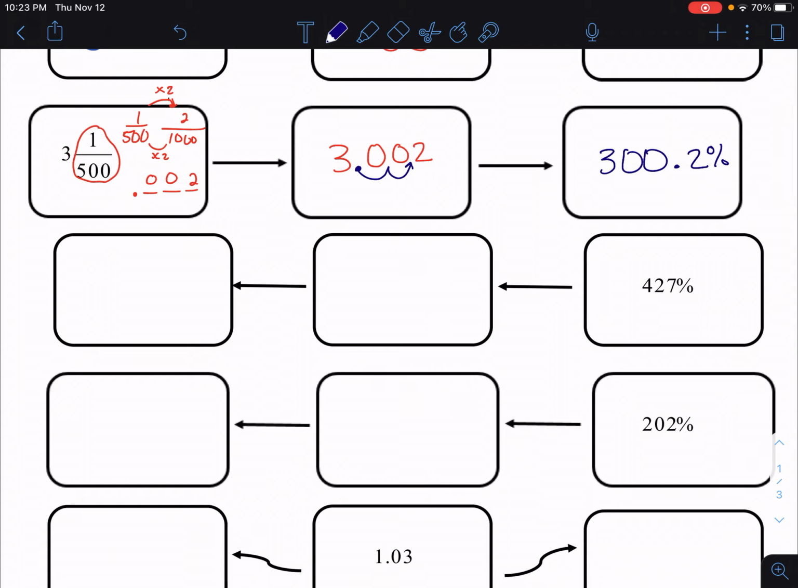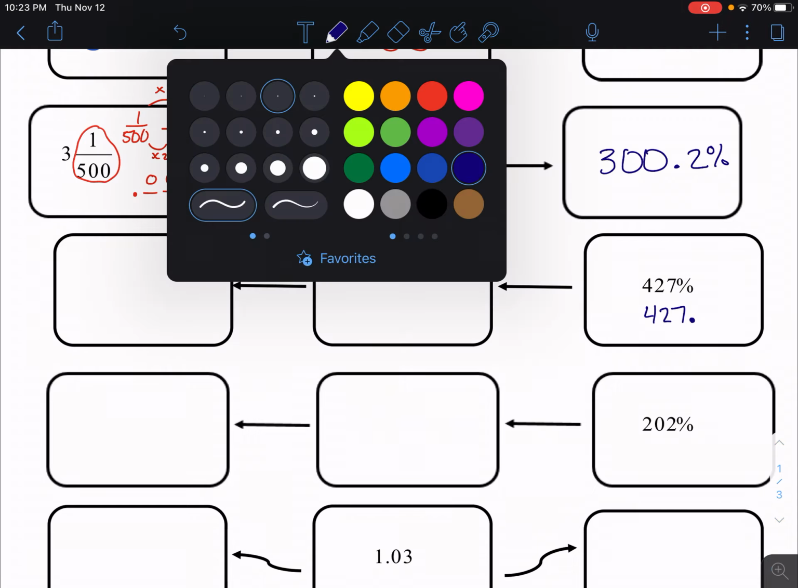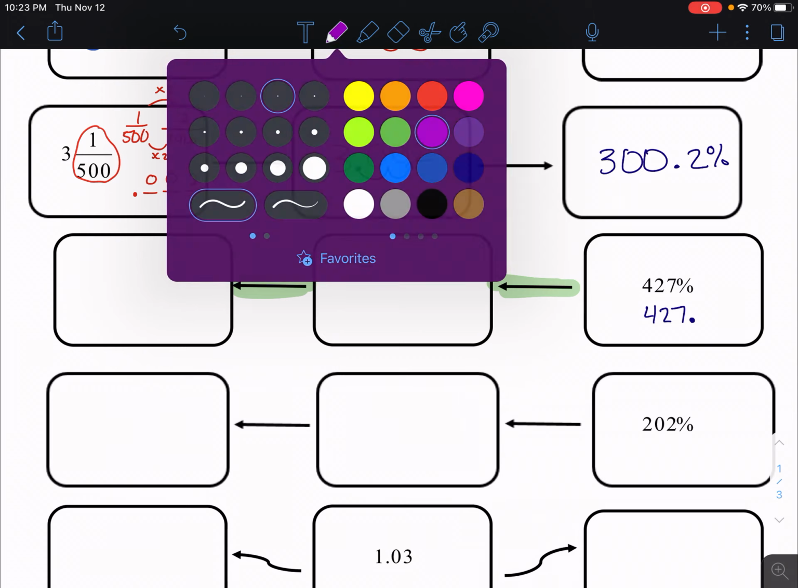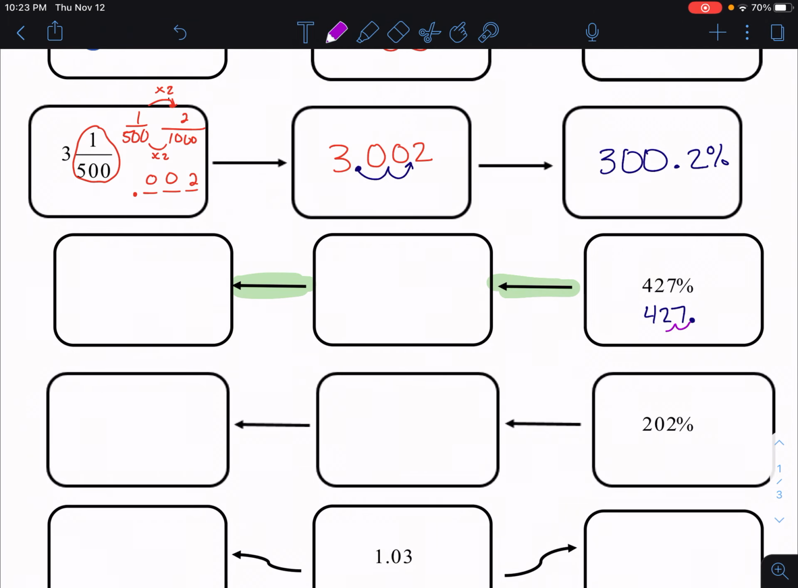In the next two examples, I've already got percents that are greater than 100%. Remember that if I am given a percent that does not have a decimal in it, the decimal is at the end. Now my arrows are going the other way. To go from a percent to a decimal, we're going to take the decimal point and move it 2 places to the left. So 1, 2 makes this decimal 4.27.